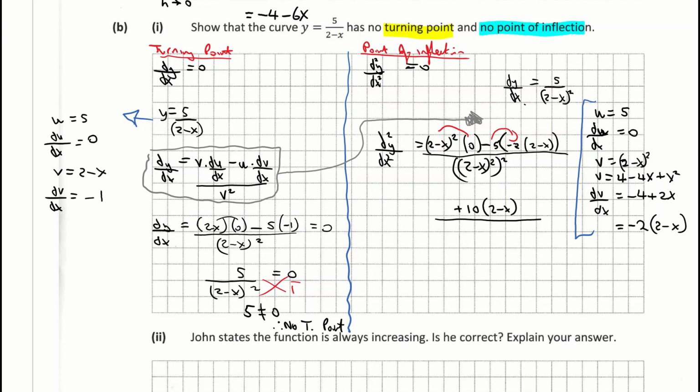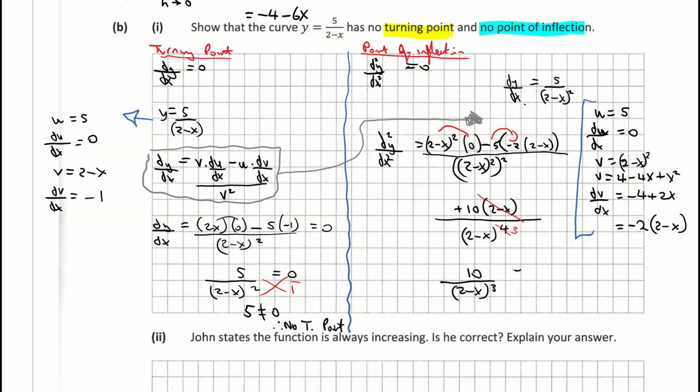Well, using our log tables, rules of powers, the squared becomes a power of 4. So it's all over (2 minus x) to the power of 4. And you can see now that this (2 minus x) on the top will cancel with one of those on the bottom. So that'll give me a power of 3. So that's giving me a final solution of 10 over (2 minus x), all cubed.